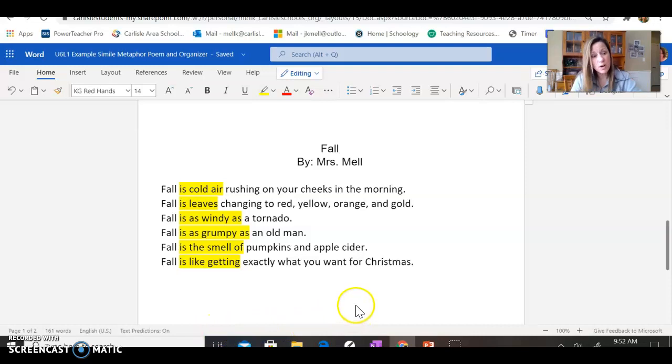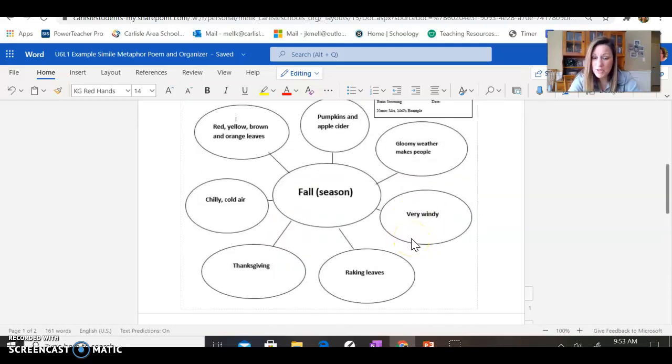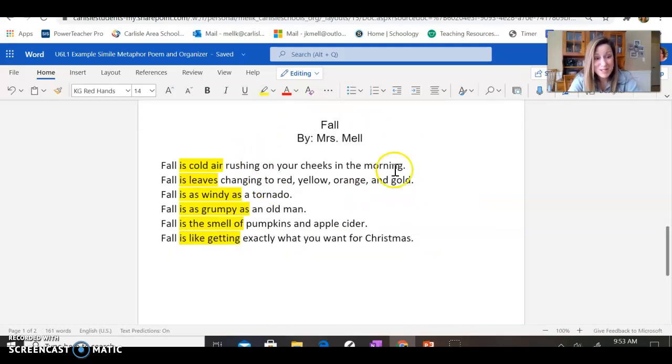So this is your assignment for today. If you have any questions or concerns, please go ahead and reach out to me and message me. And, you know, hopefully it's pretty straightforward and you get to apply similes and metaphors to writing and see how it makes your writing interesting. Okay? So have fun with this activity, and I am excited to read all of your poems.